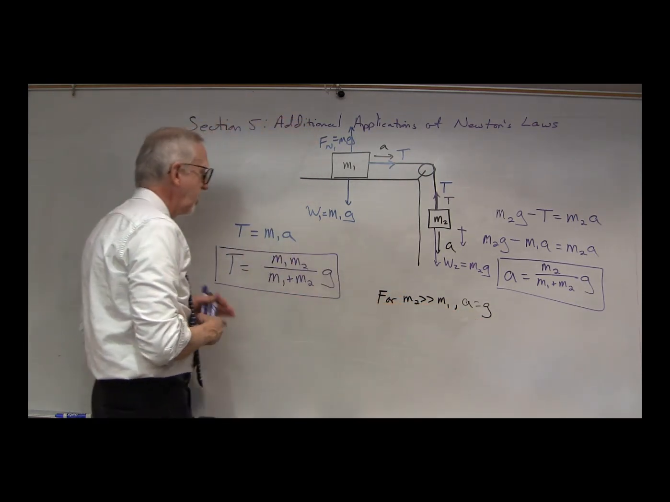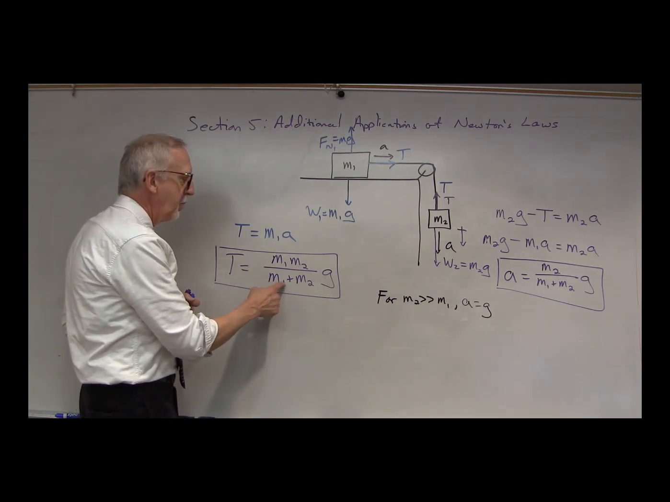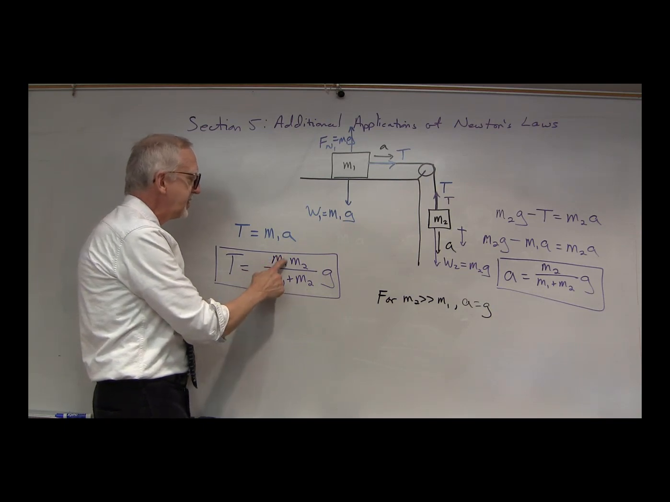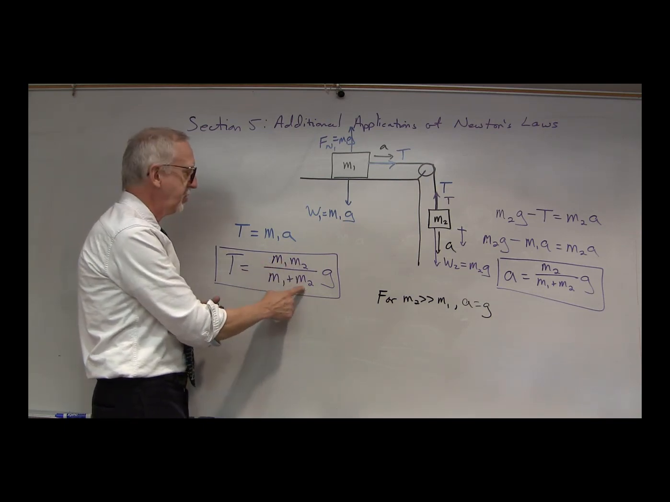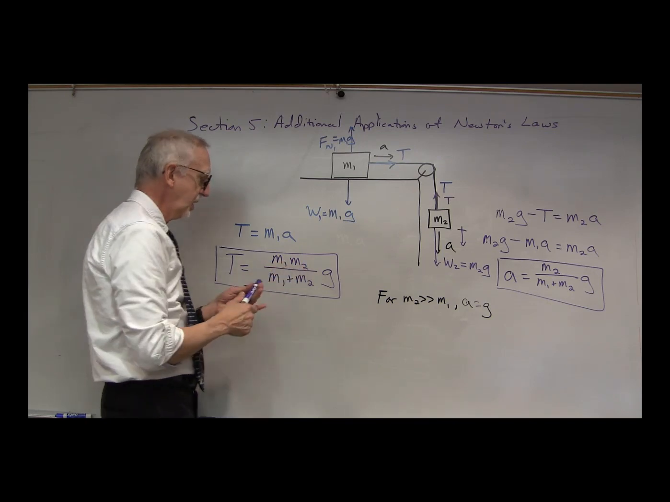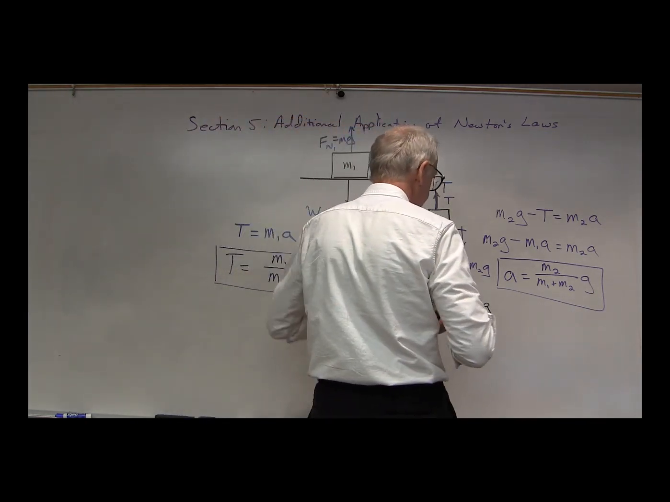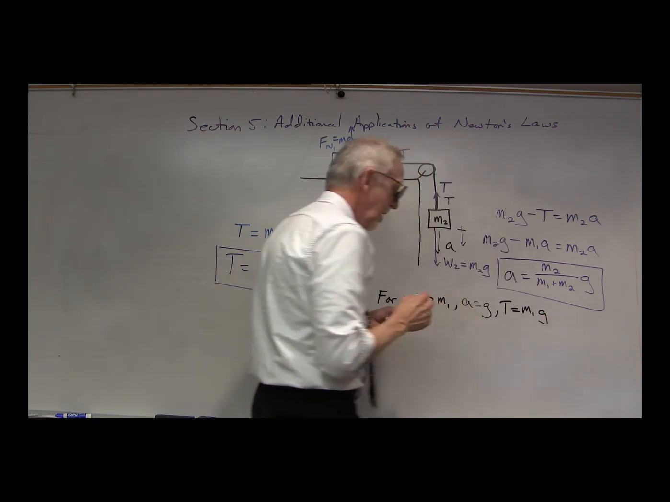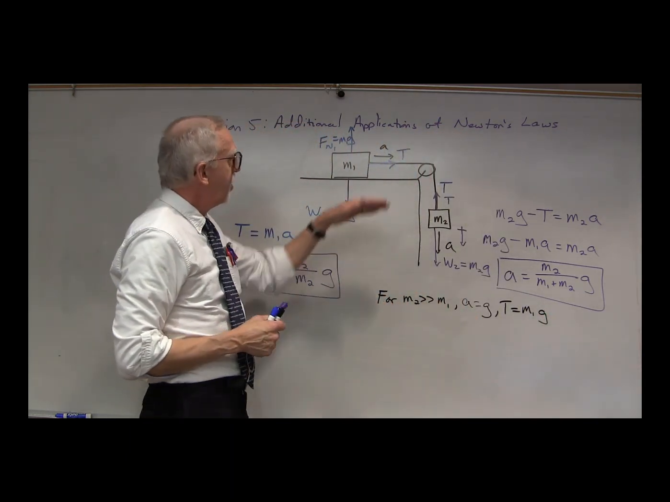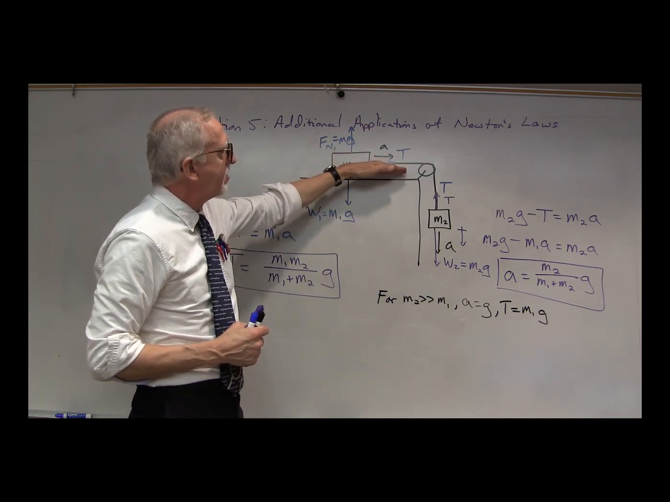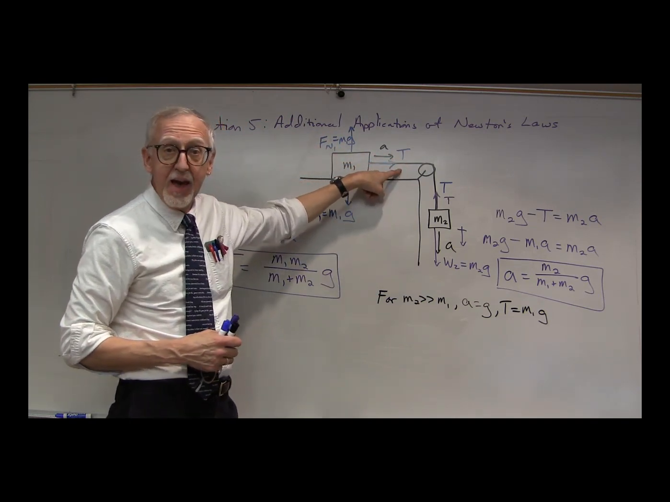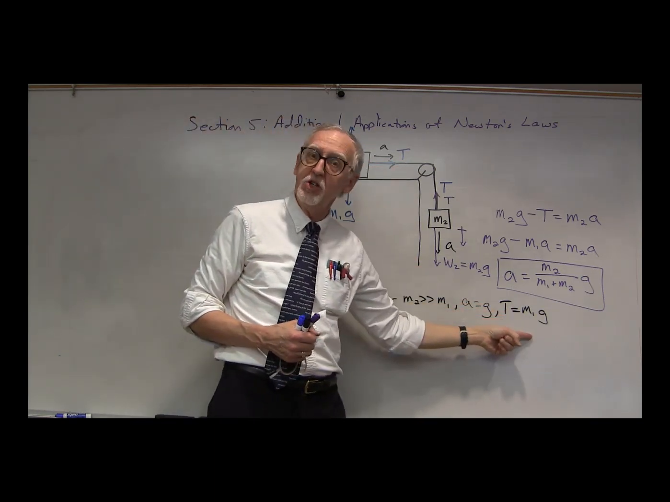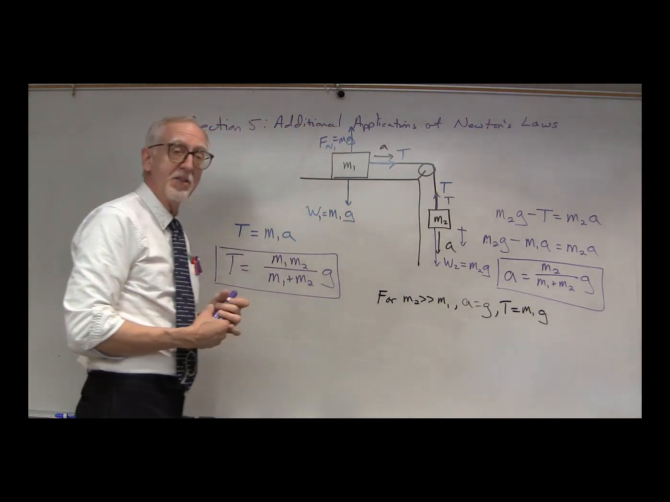What do we get for the tension? Well, if m1 plus m2 is basically equal to m2, we have m1 times m2 divided by m2, the m2's cancel, and we get m1g. The tension is m1g, which also makes sense because we know m1 is going to be accelerating at g, so what force must be acting as the tension to accelerate m1 at g? It must be m1g.